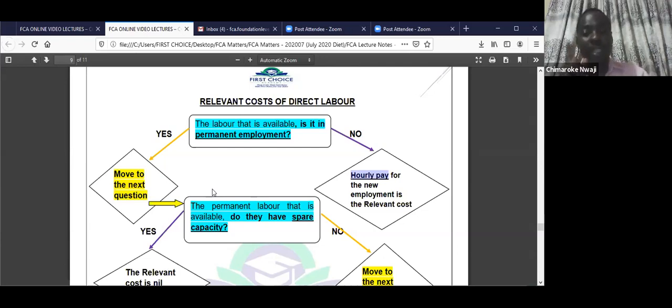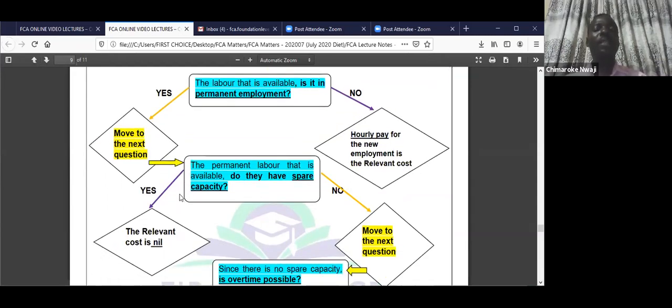Note, your break time is not your spare capacity. So some people will say, okay, I can spare my break time. No, you can't be working during your break. So you don't include your break time. So if there is no spare capacity, you move to the next question. But if there is spare capacity, the relevant cost is zero.